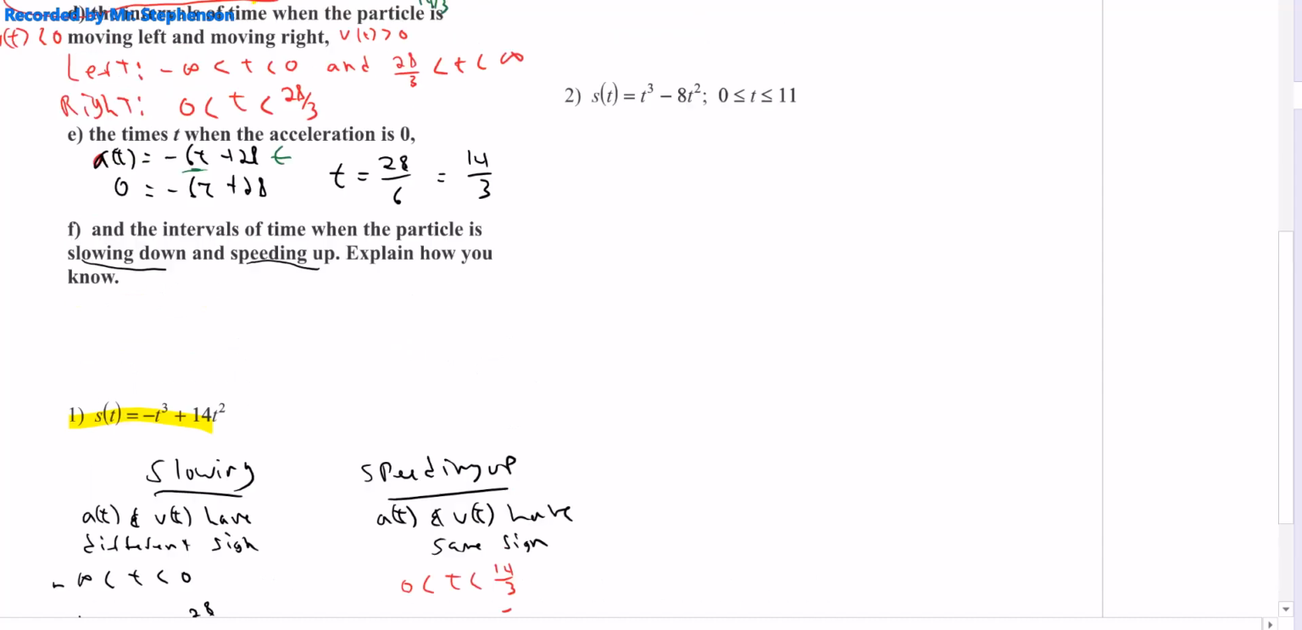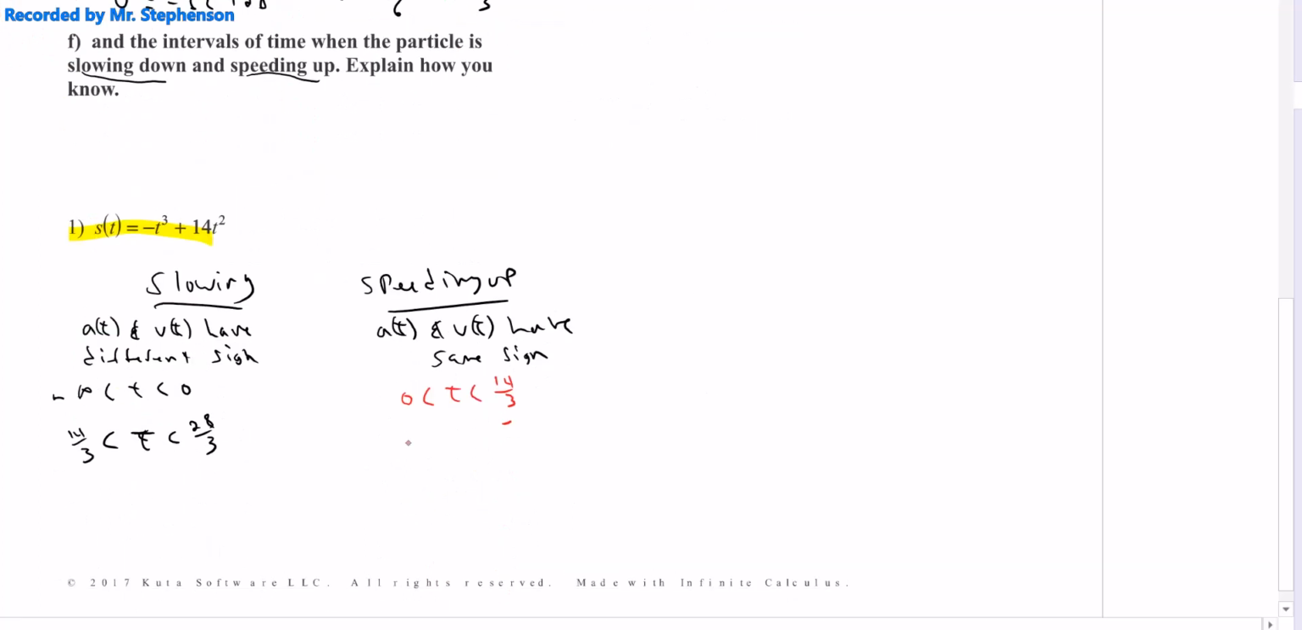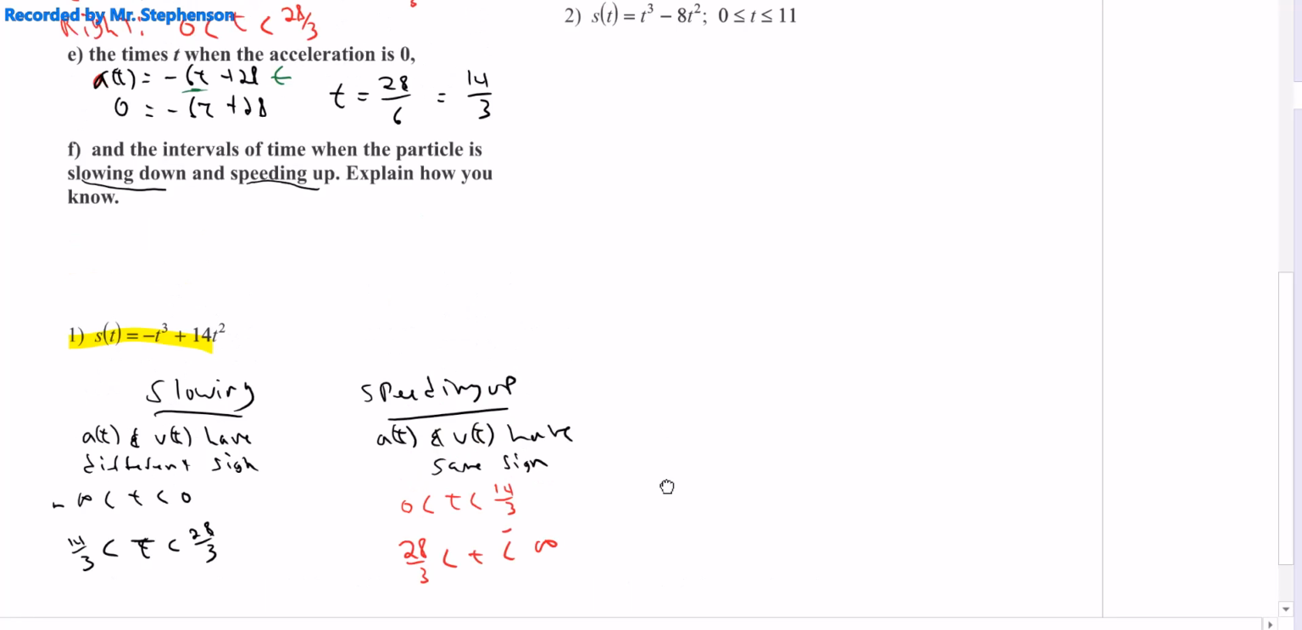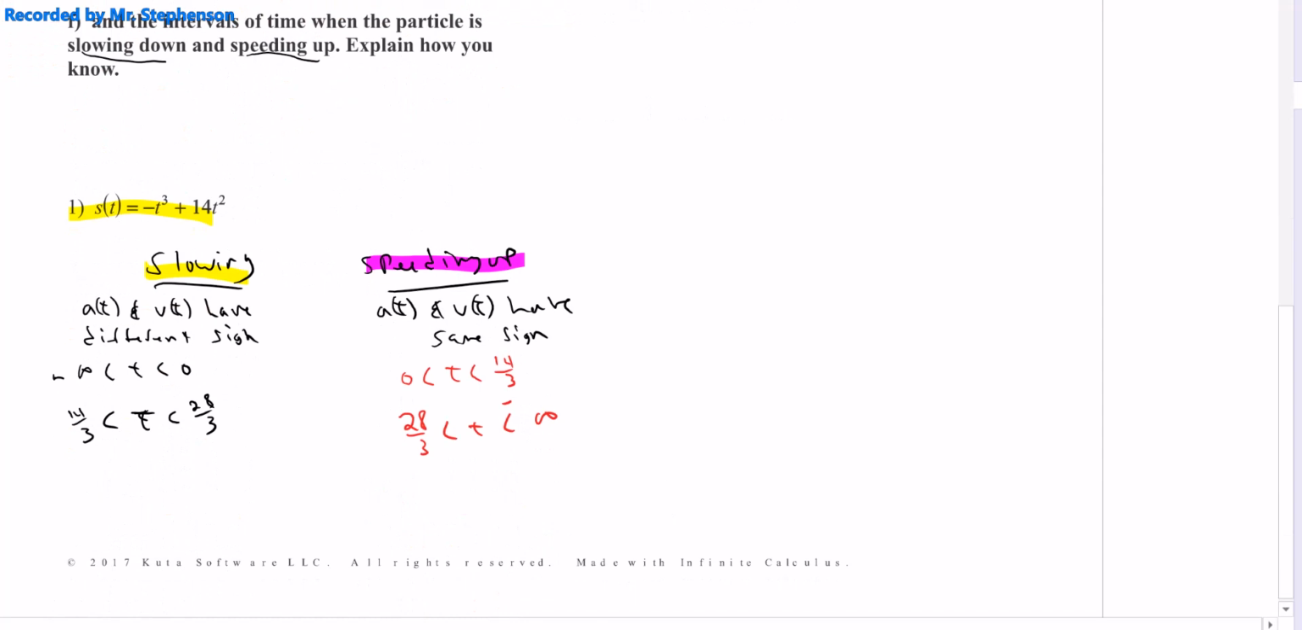And then we keep going, and from 28/3 and on, there's nowhere to stop. They're both negative, which means since they're the same sign, it means that they're speeding up. So this is from 28/3 to infinity. It was speeding up, right? And that's how that one goes.